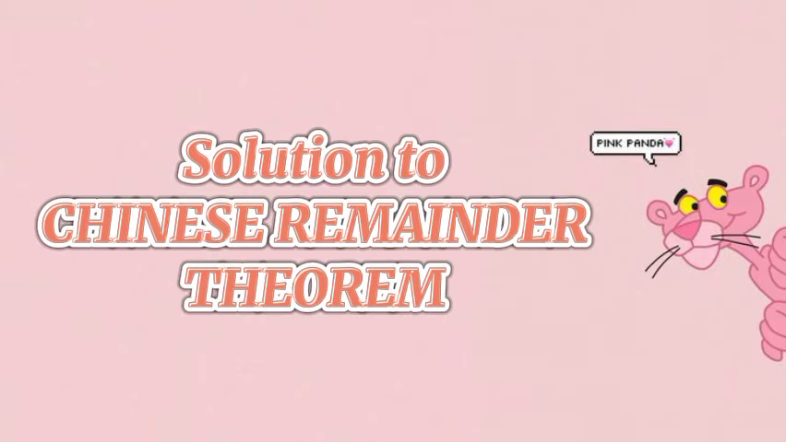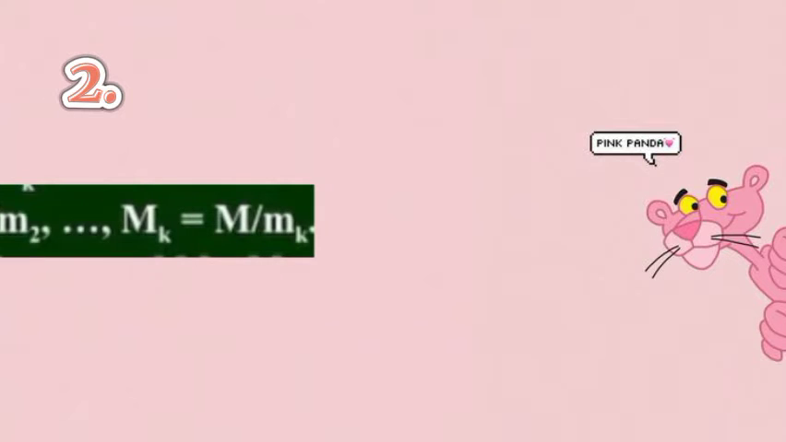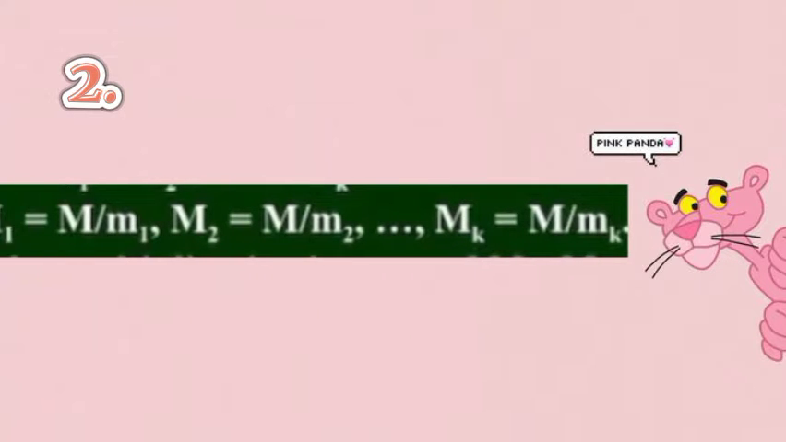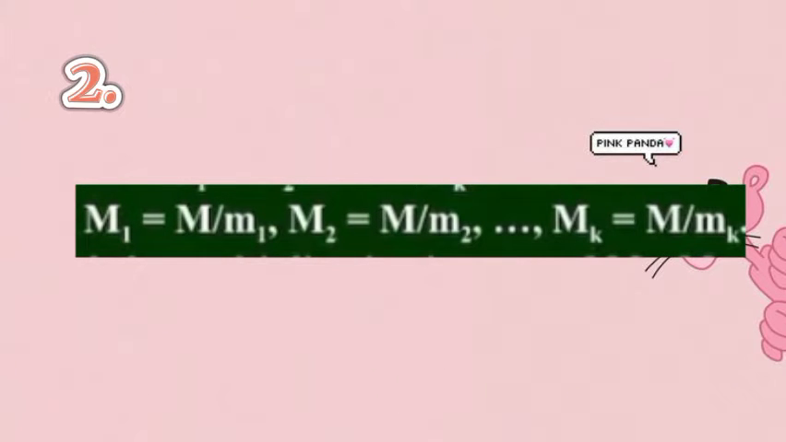So here's the solution to the Chinese remainder theorem. 1. Find M equals m sub 1 times m sub 2 times m sub k. This is the common modulus. 2. Find M sub 1 equals M over m sub 1, M sub 2 equals M over m sub 2, M sub k equals M over m sub k.